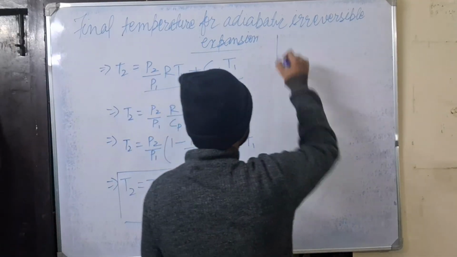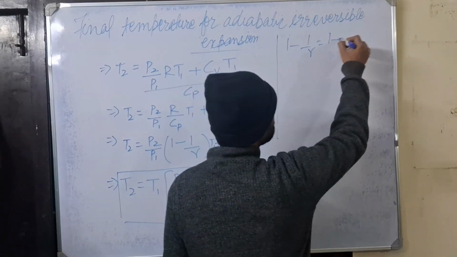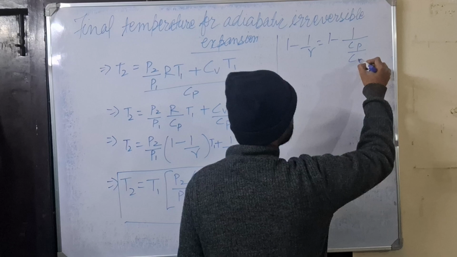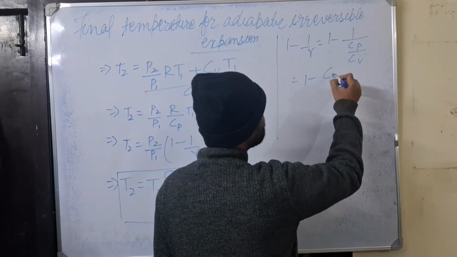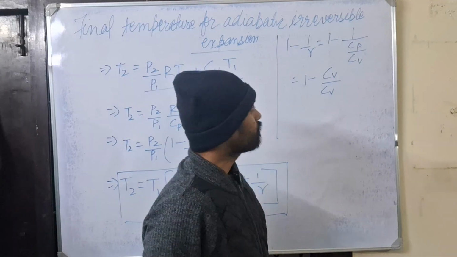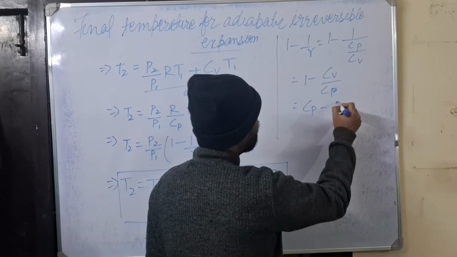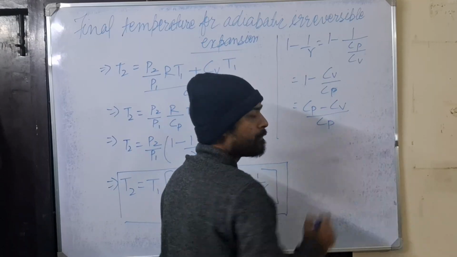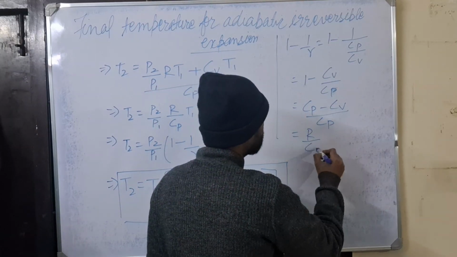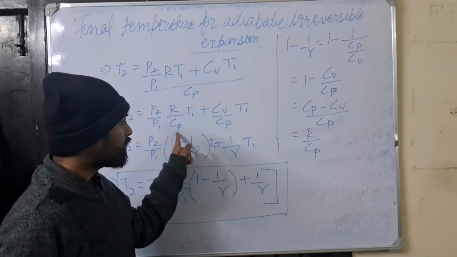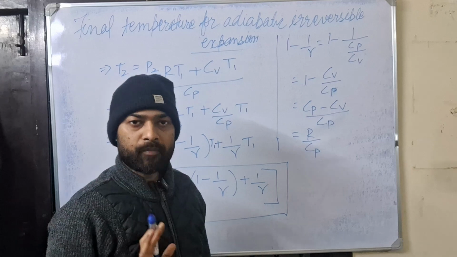Now, how does this R by Cp convert into 1 minus 1 by gamma? Okay, so let us see. 1 minus 1 by gamma will be equal to 1 minus 1 by Cp by Cv. Correct? So this becomes 1 minus Cv by Cp. Okay, and this becomes Cp minus Cv by Cp. Okay, and Cp minus Cv is equal to R, so it is R by Cp. Correct? So that is why we have written R by Cp is equal to 1 minus 1 by gamma. Okay, hope I am clear to all of you.